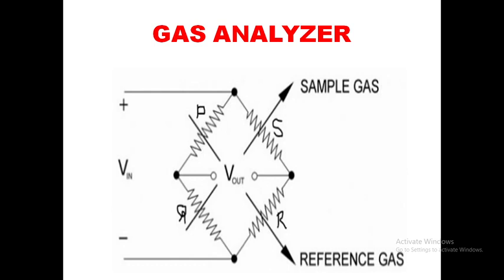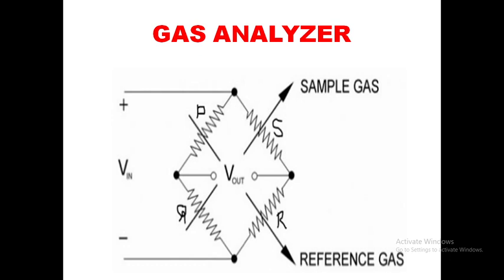It is a Wheatstone bridge formed with two sensing resistors acting as balanced legs of the bridge. One sensing resistor is surrounded by the sample gas to be analyzed, and another resistor is surrounded by the reference gas. Reference gas here means oxygen. Both gases are maintained at the same conditions. What are the conditions? Pressure and temperature.